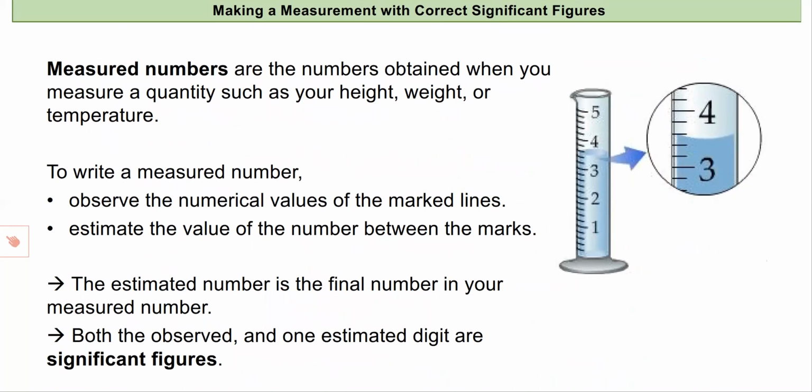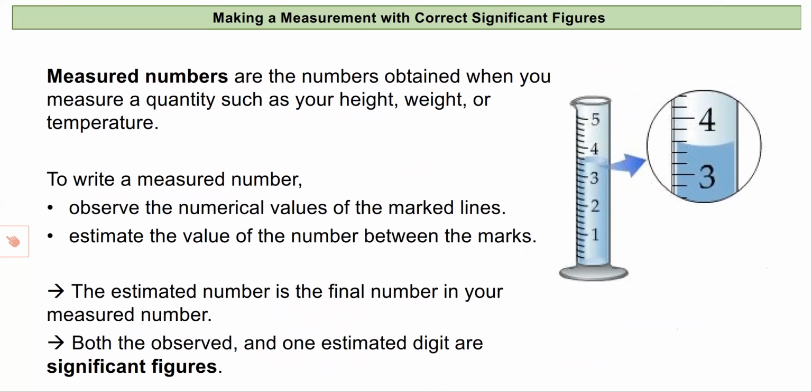So significant figures, I think, are best explained in the process of taking a measurement. So we have measured numbers and numbers that are not measured, or inexact and exact. And our inexact numbers are going to have significant figures associated with them. And significant figures are really just the number of digits reported for a measurement.